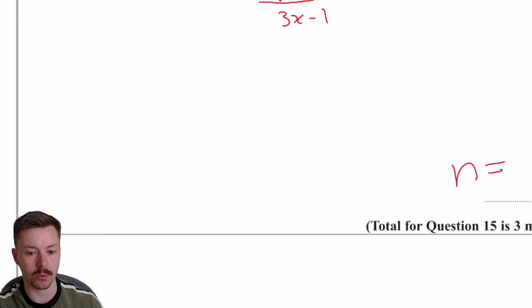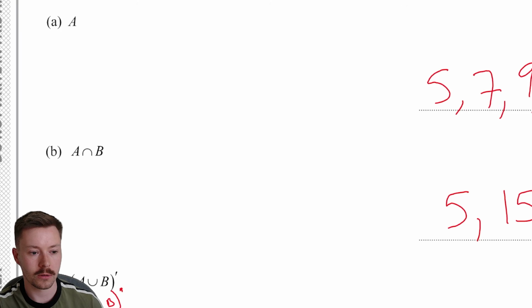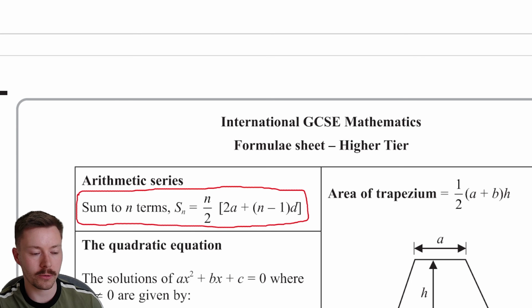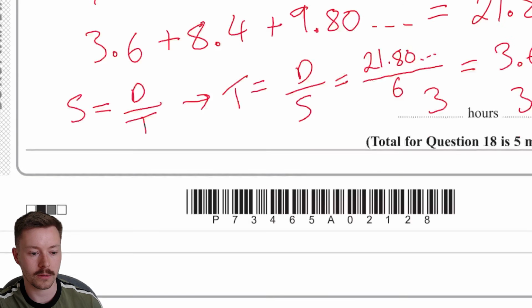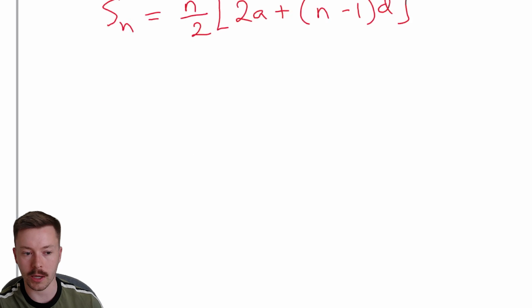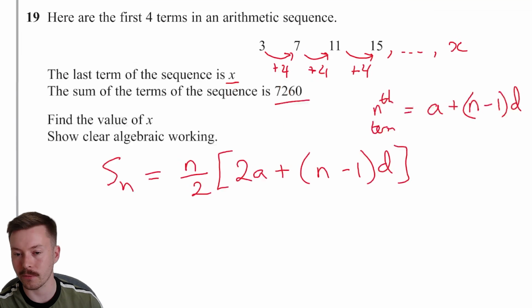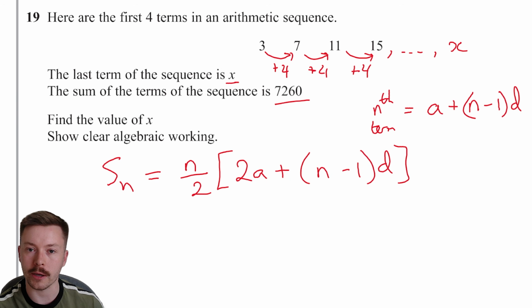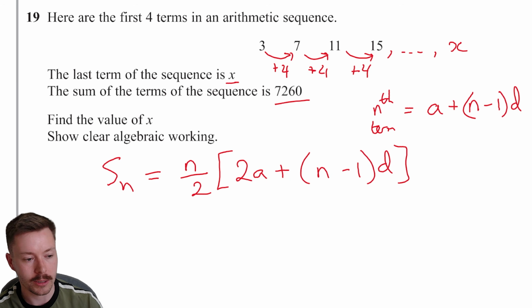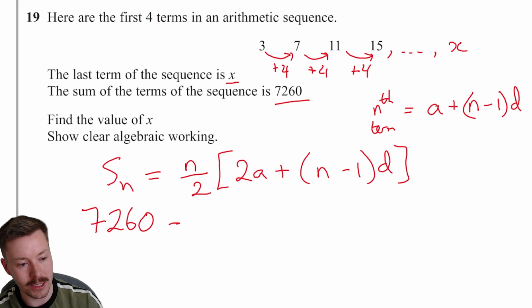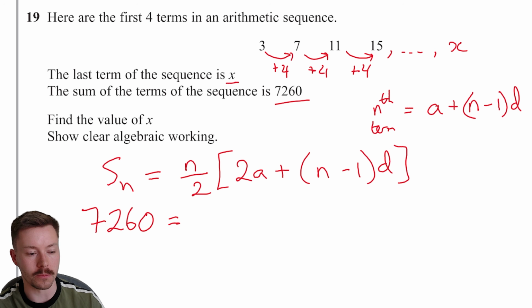I'm just going to quickly double check one more time. N over 2 brackets 2a plus n minus 1 d. Got it. It's worth double checking because, again, I'm surprised how many times people get stuff like that wrong. Although it probably gave you a headache, and I apologise for that, scrolling up that quickly and back down that quickly. We don't know what n is, and n is what we're trying to work out, but we can substitute into this. 7,260 is the sum of those terms.